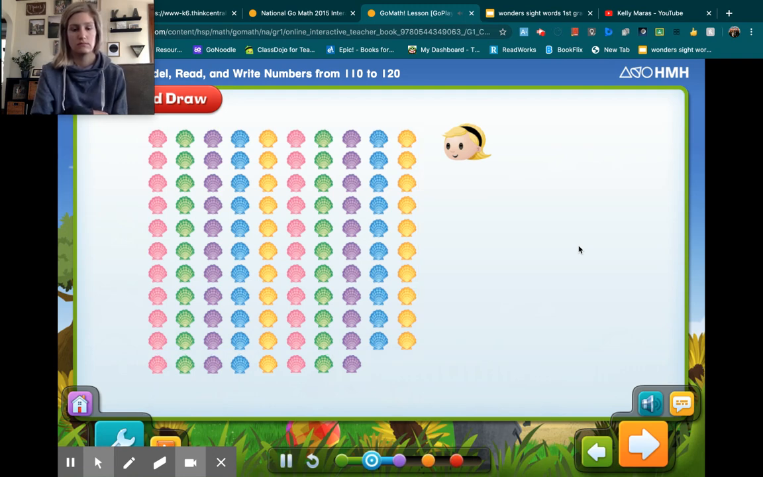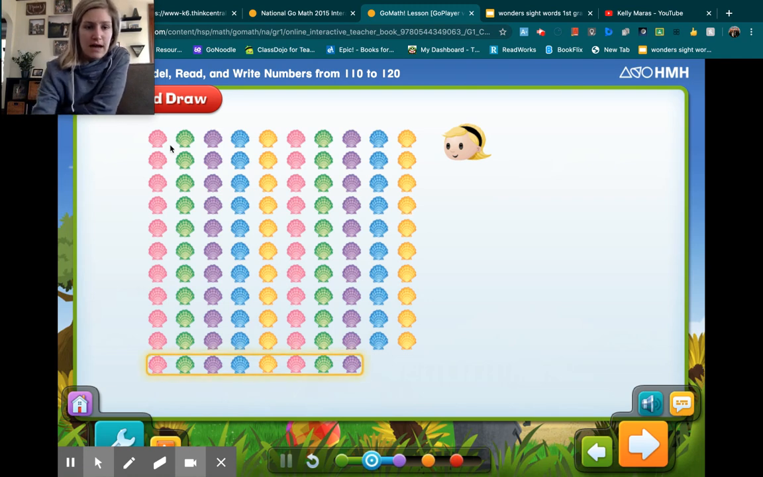How many shells are in the last row? Let's count. She said 10 groups of 10 are the same as 100. If that's too quick for you, because she said that really quick, 10 tens are 100. Let's count it to double check. Count by tens with me right now. 10, 20, 30, 40, 50, 60, 70, 80, 90, 100.